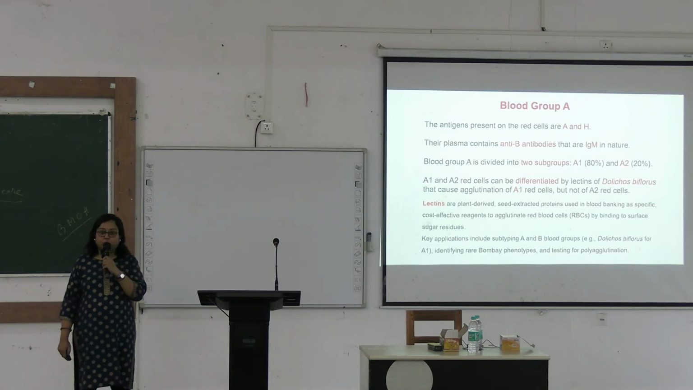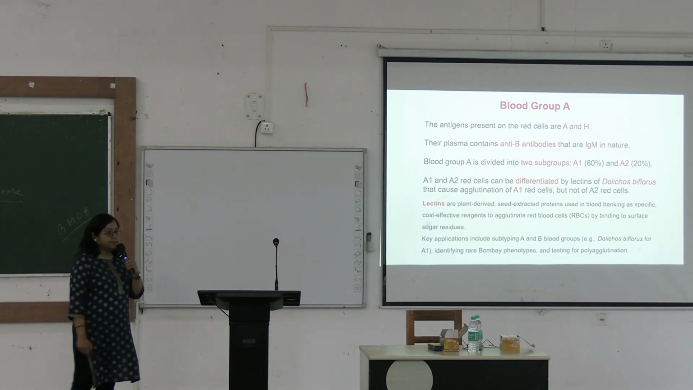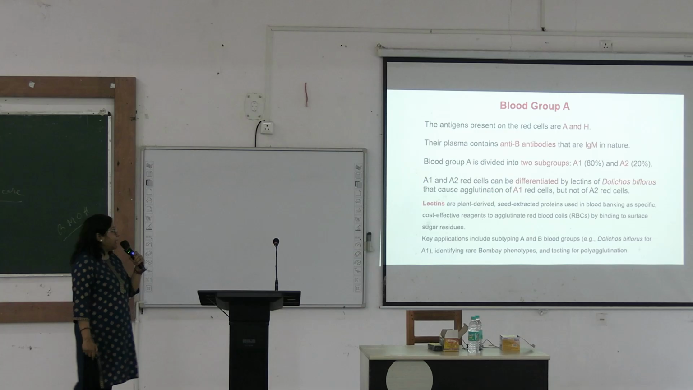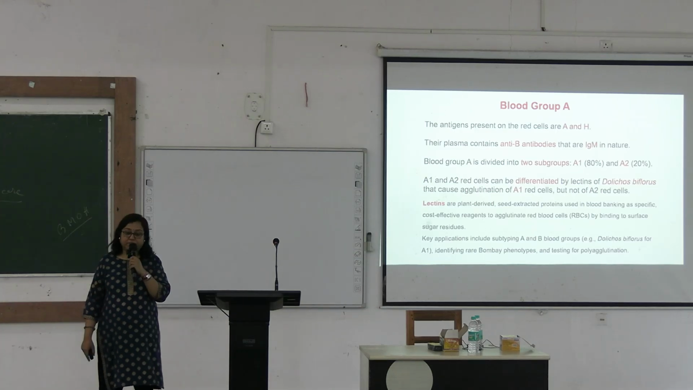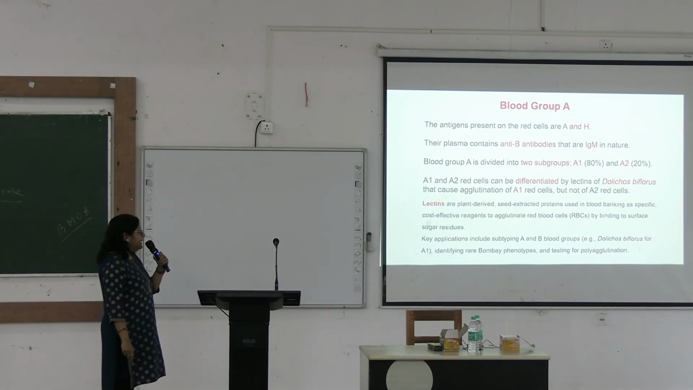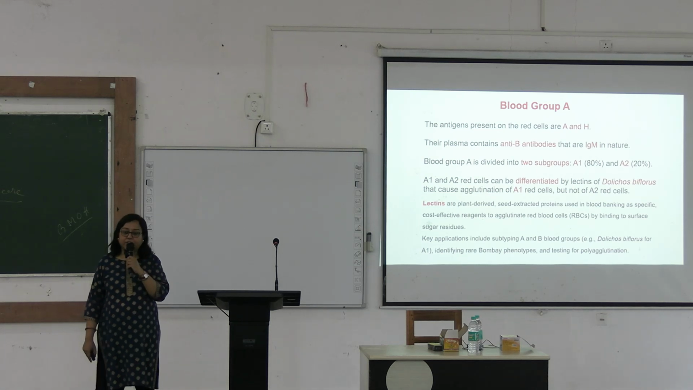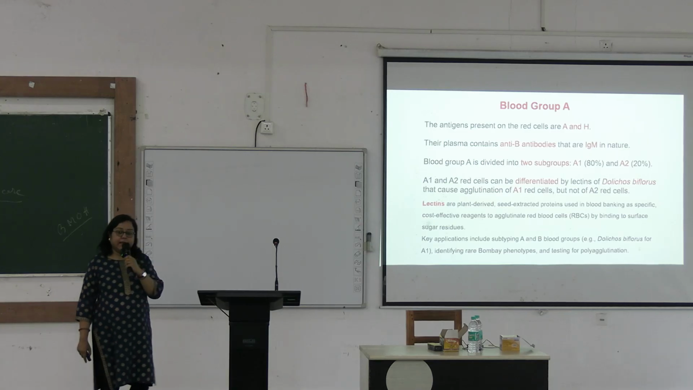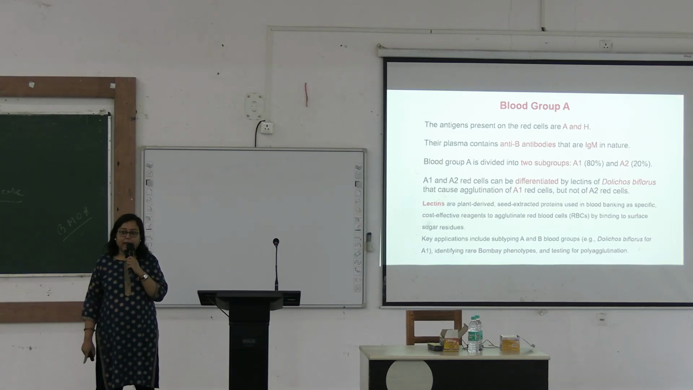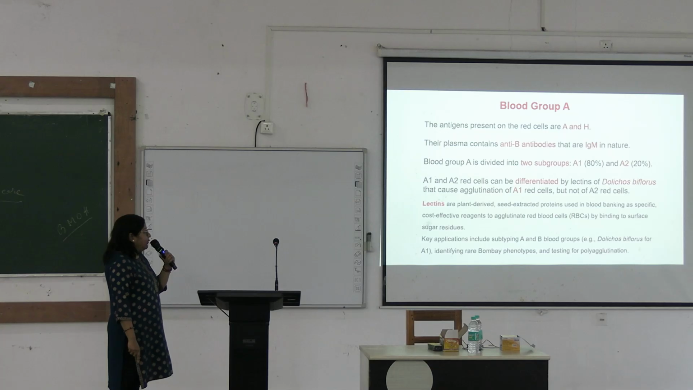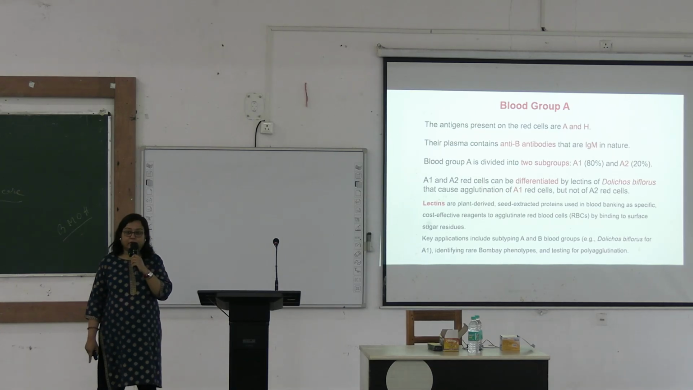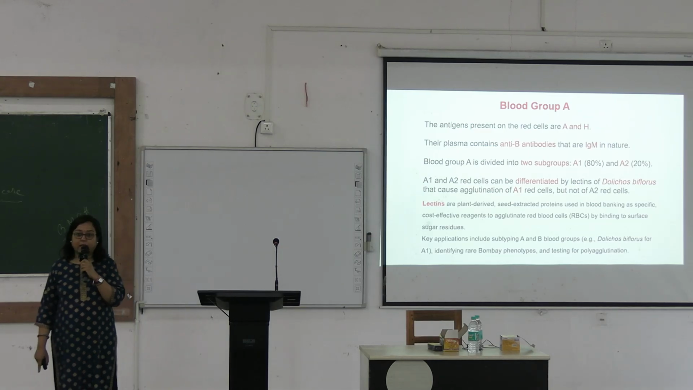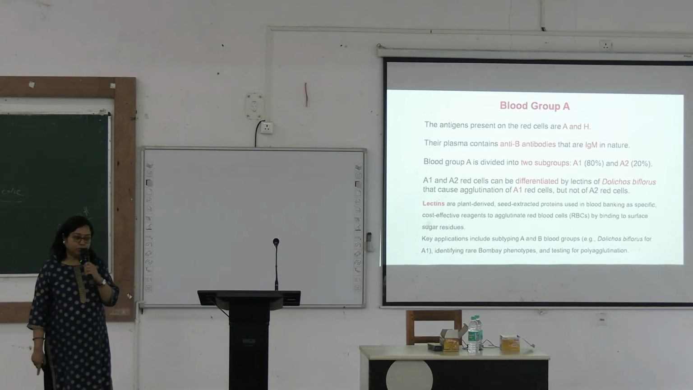Now coming to blood group A, the antigens present on the red cells are A and H. The plasma contains the opposite antibody, that is anti-B antibodies, and it is IgM, immunoglobulin M, in nature. Blood group A is divided into two types, A1 and A2. A1 is present in 80% of persons who have blood group A, and 20% of persons who have blood group A have A2.